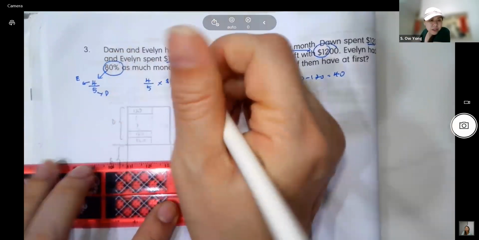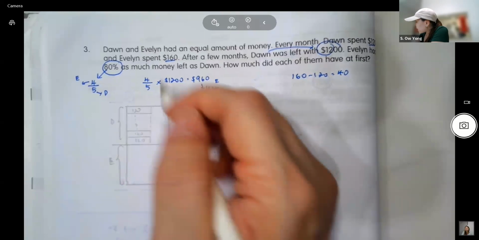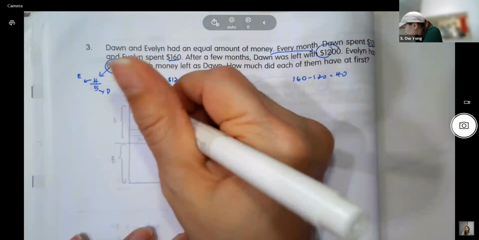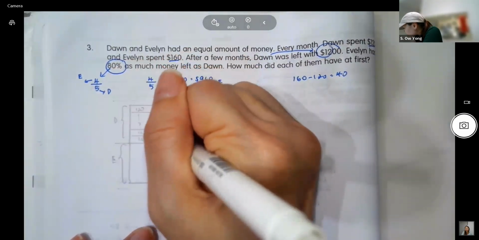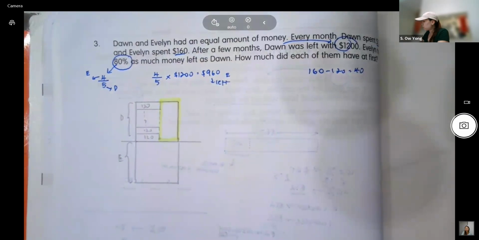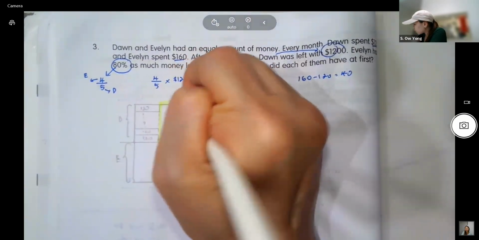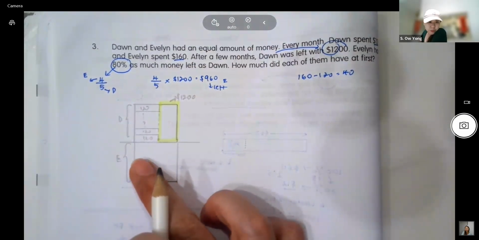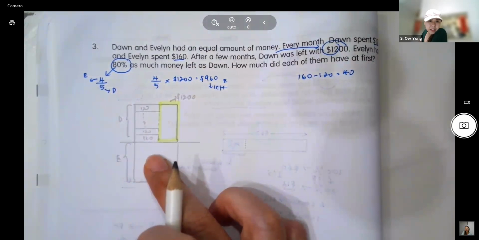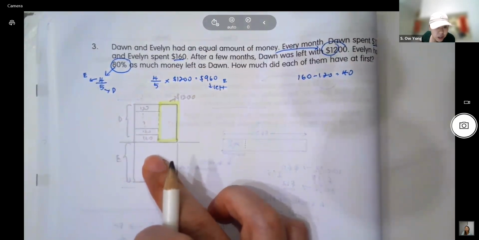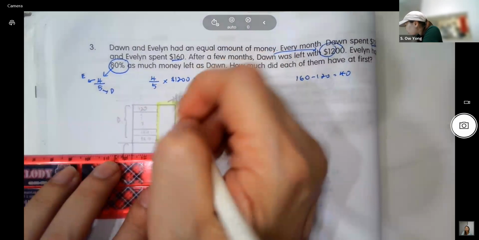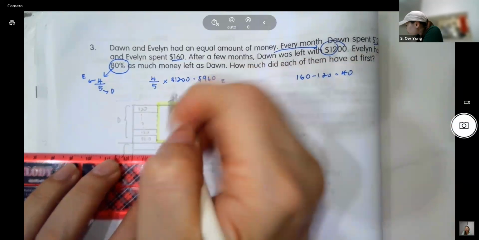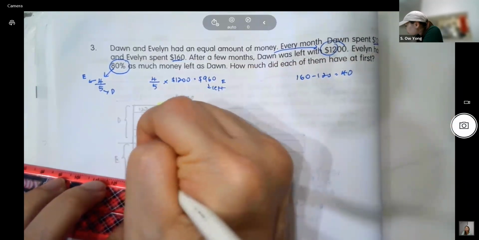But I know that after the same number of months, Dawn is left with $1,200. So this one is the $1,200. Okay, so now I'm going to do it for Evelyn. Evelyn spent $160, meaning every month, same thing. Every month, as compared to Dawn, Evelyn will spend $40 more.